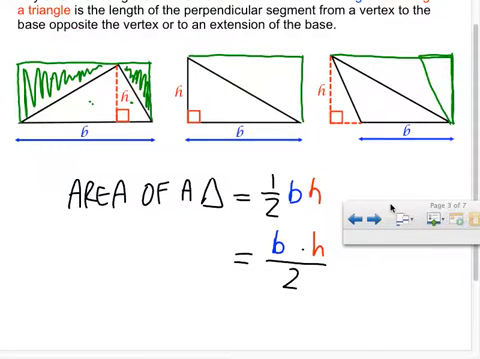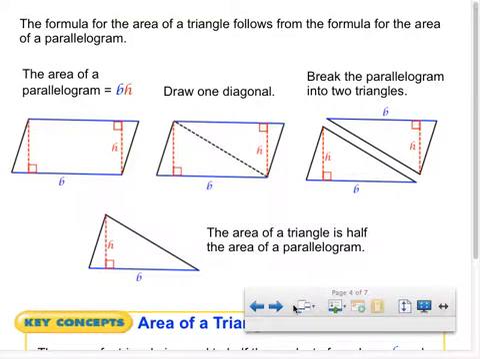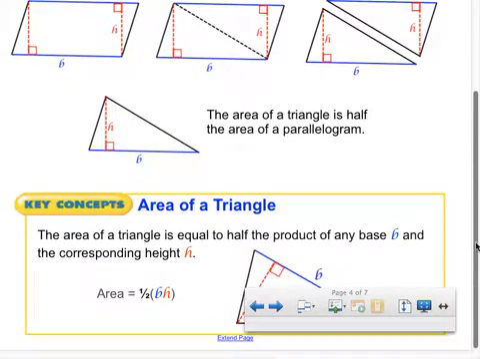Okay, so that is just kind of the background of why the formula for area of a triangle is one half base times height. Here is what the book gives as an explanation. The formula for the area of a triangle follows from the formula for the area of a parallelogram. The area of a parallelogram equals base times height. And if you notice, they draw the diagonal, and then they show that, hey, look, you have two equal triangles here, right? And so you only want the area of one of those triangles. That's why they get one half the base times the height.